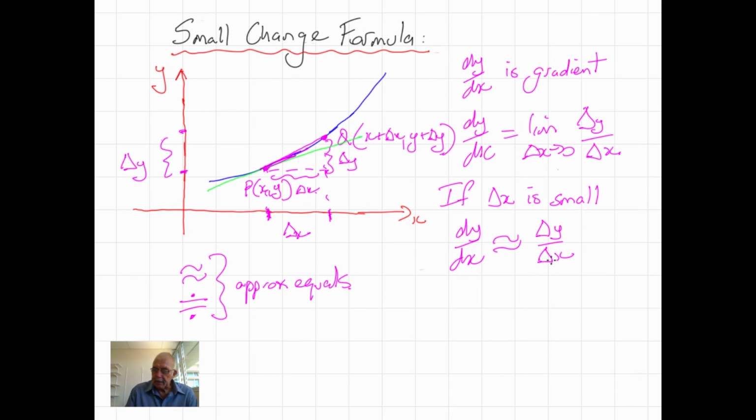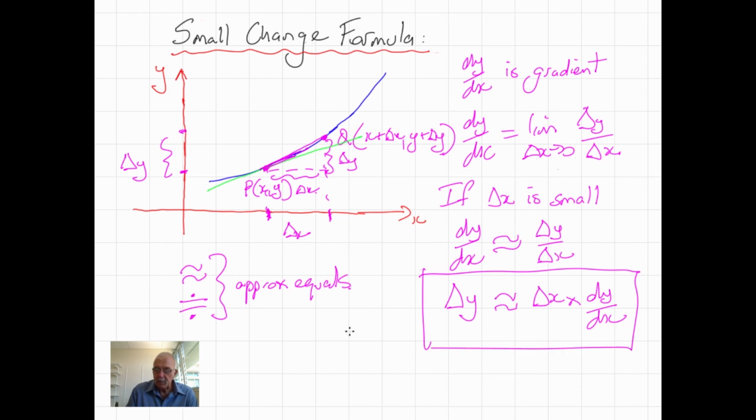This can be rearranged, and you can multiply both sides by delta x, and we'll be left with delta y. So you get delta y is approximately equal to delta x times dy dx. This is what we know as the small change formula.